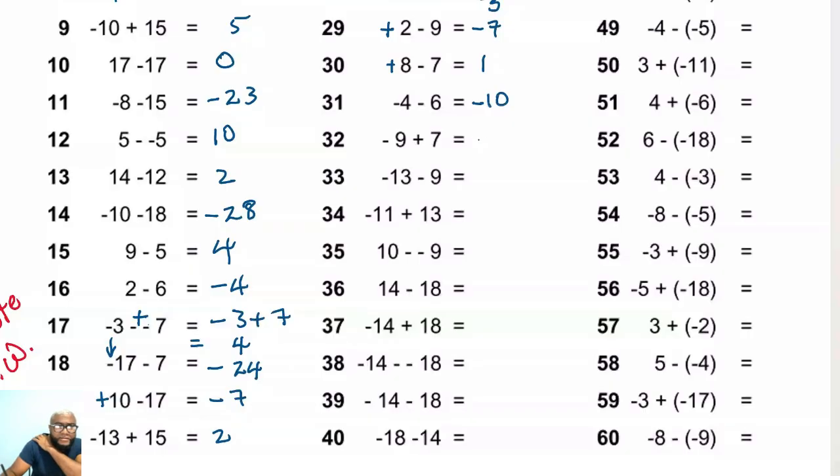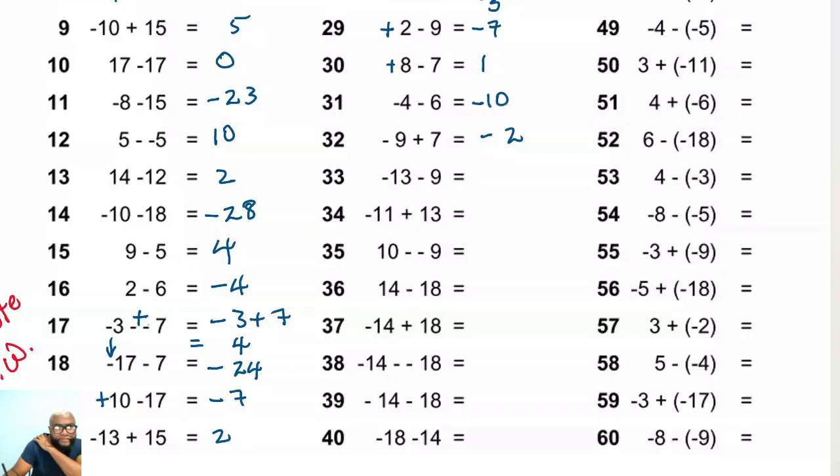-9 plus 7 is positive... -3. No, not 3. Is negative. The negative, correct? -2. Right. Excellent. Very good. Next one.